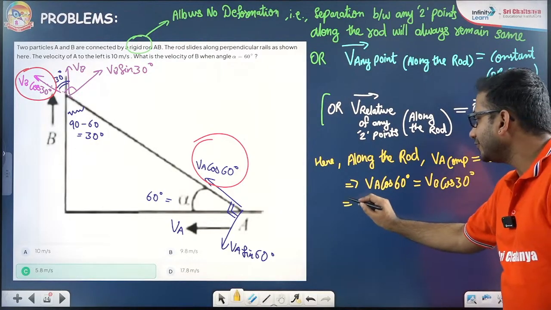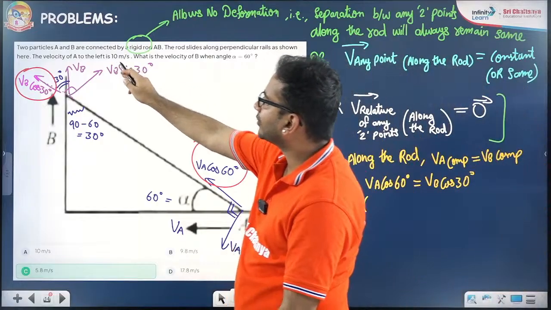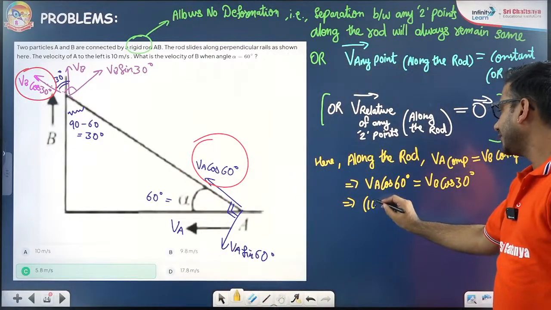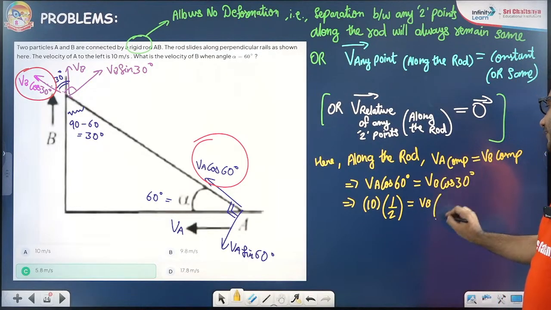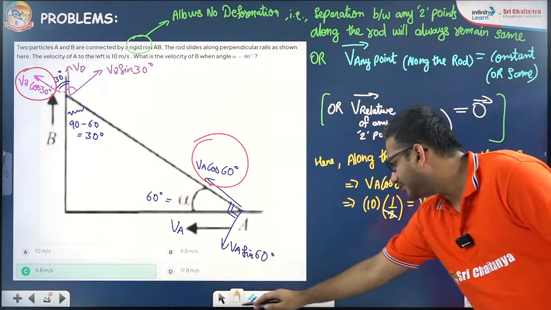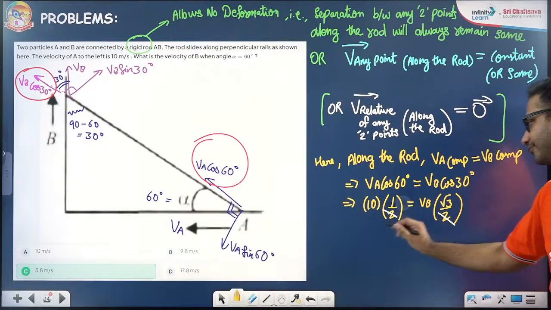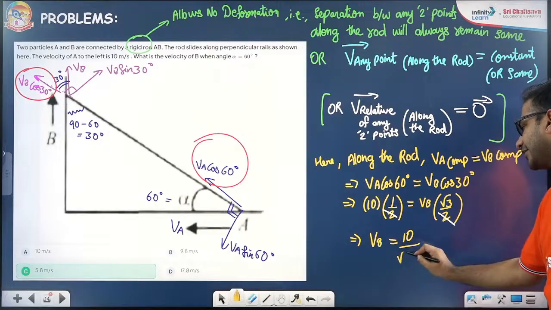All right, VA value is 10 meter per second, see the data in the question. 10 cos 60 degrees is 1 by 2. VB you want to find, cos 30 degrees is root 3 by 2. You see the 2 and 2, the half, got cancelled. So what you got is VB is equal to 10 by root 3.